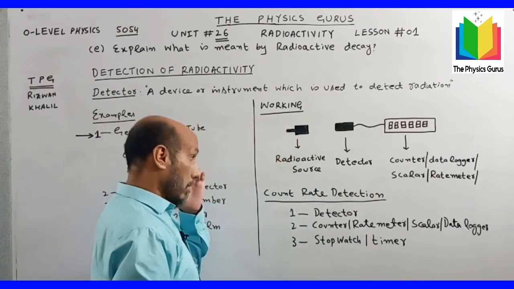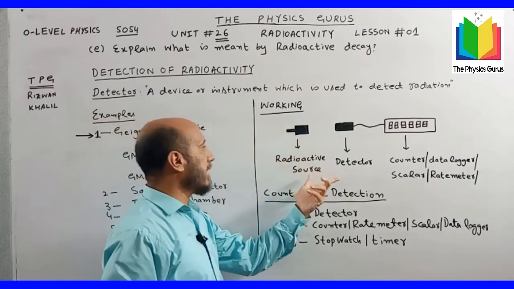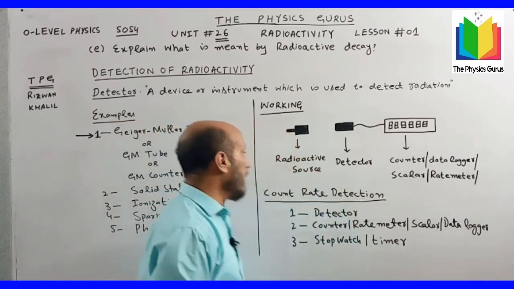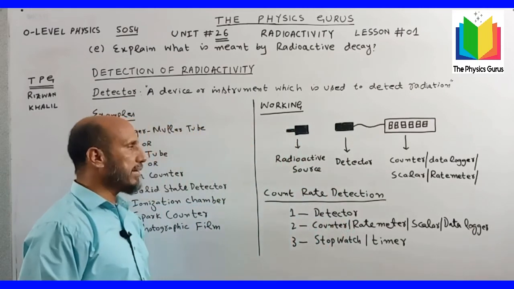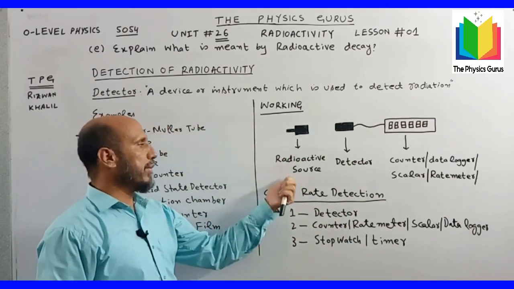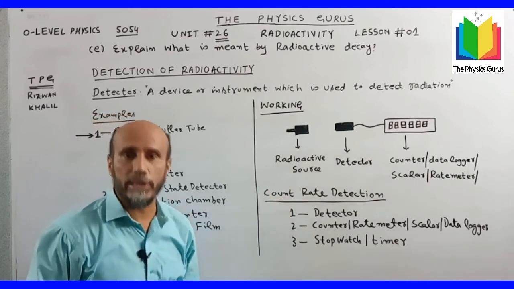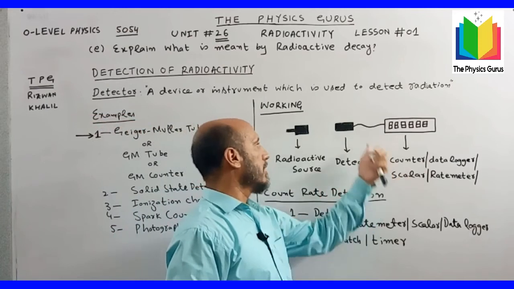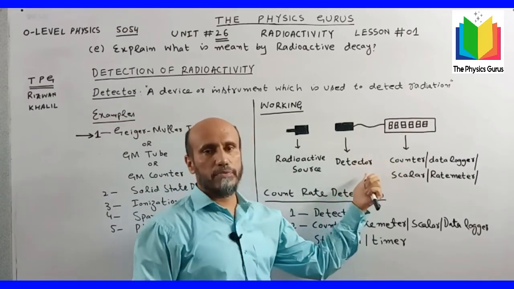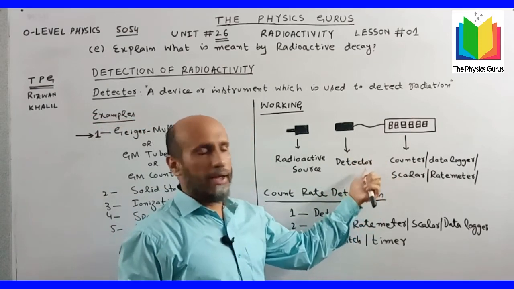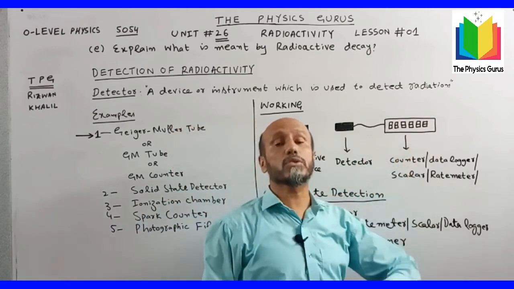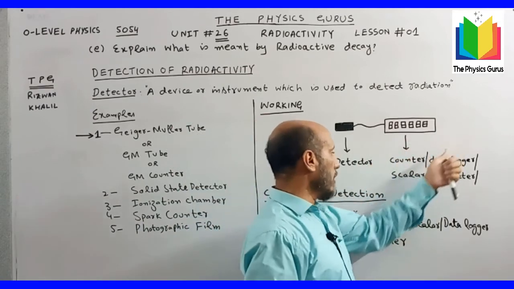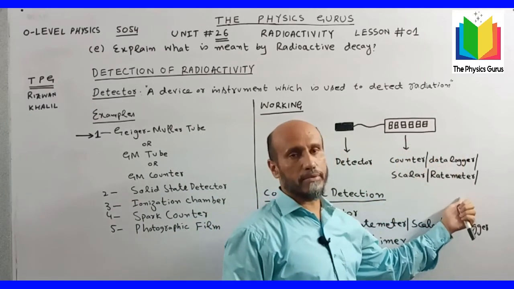Now, how can we detect the radiation? In order to detect the radiation, we definitely require, number 1, a radioactive source which emits radiation. Now, the detector consists of 2 parts. Number 1, the part which is called the detector, and the second part which gives its reading, which gives its value, is called the counter, data logger, scaler or rate meter.